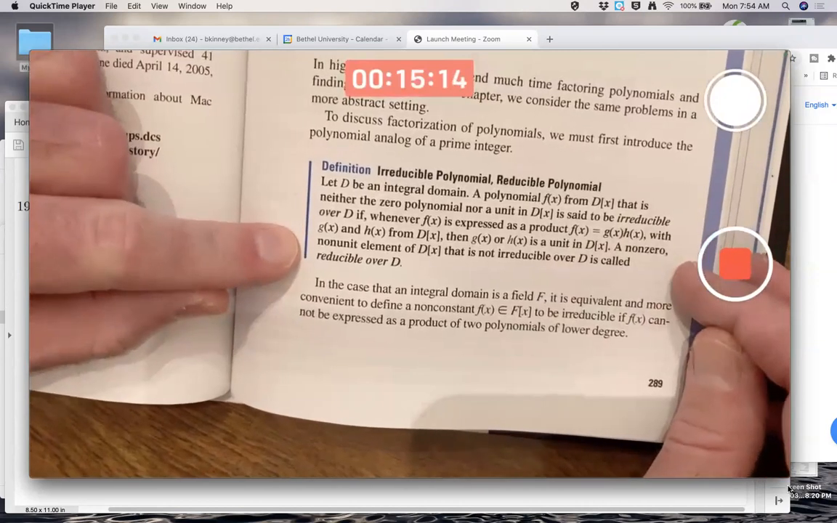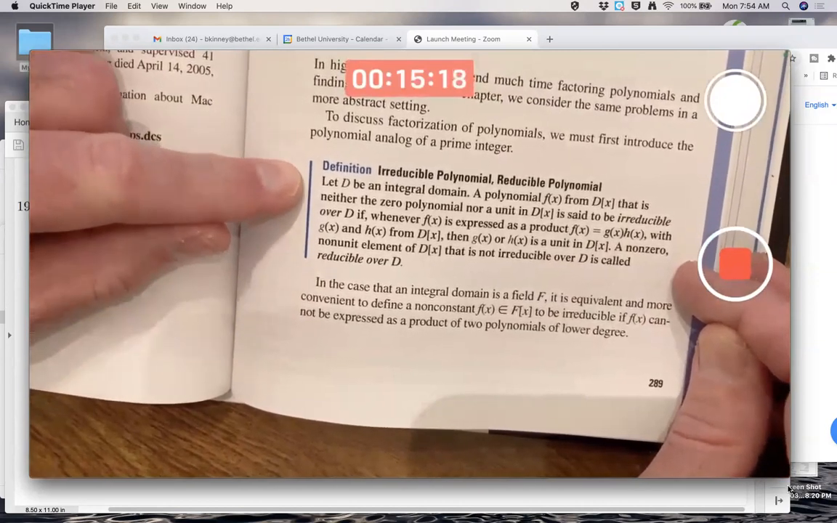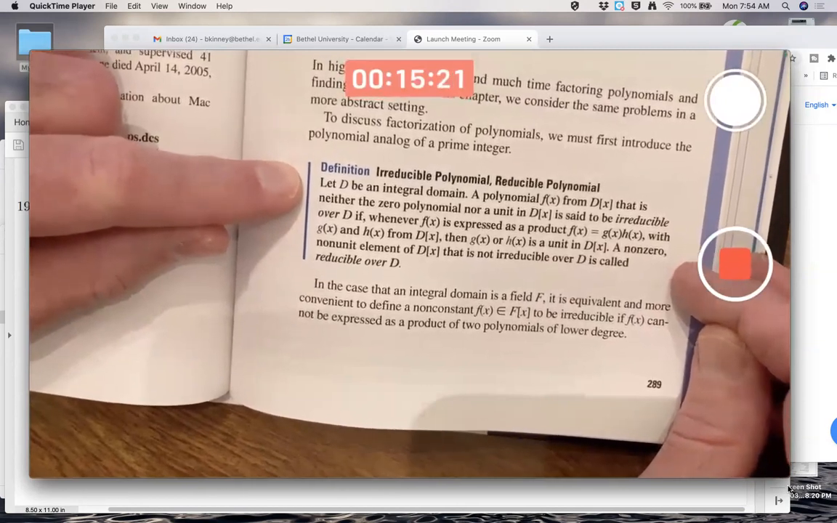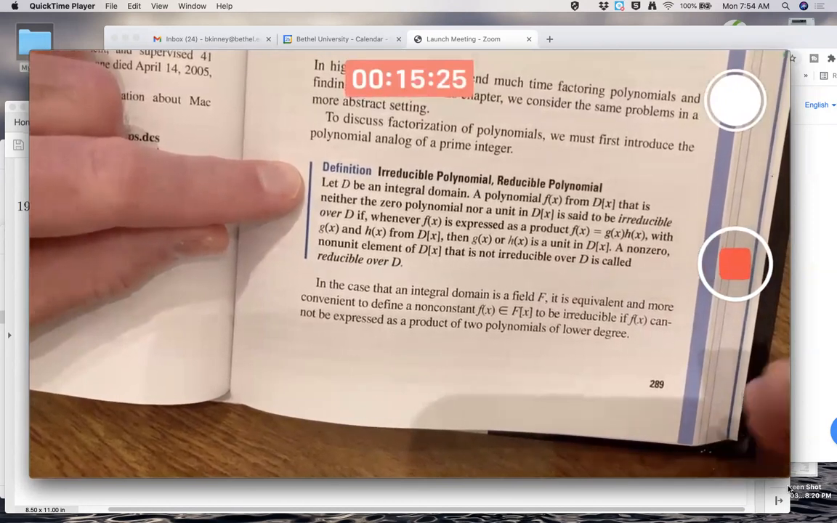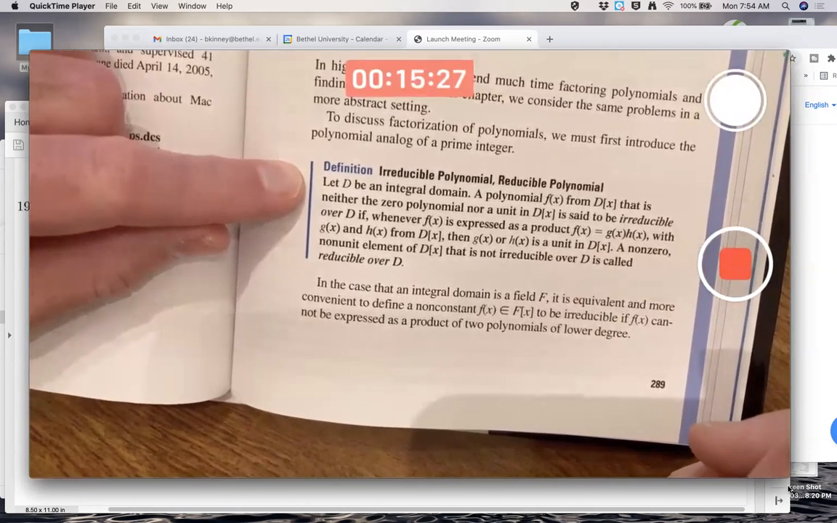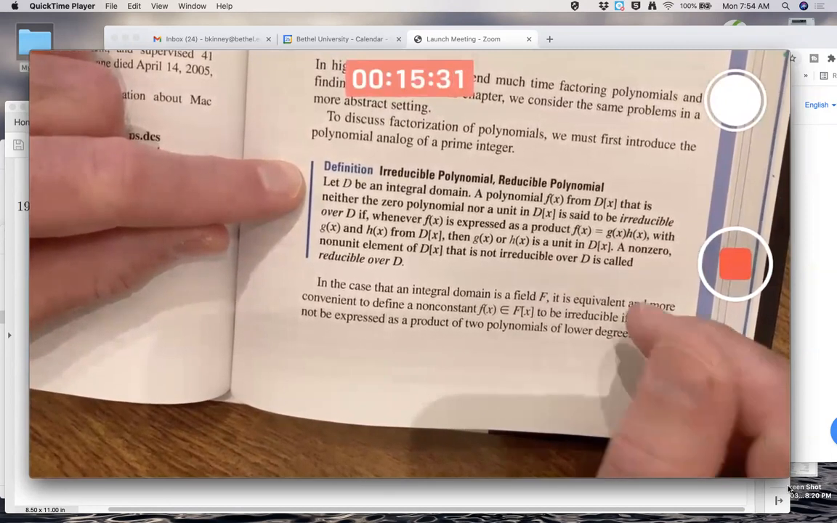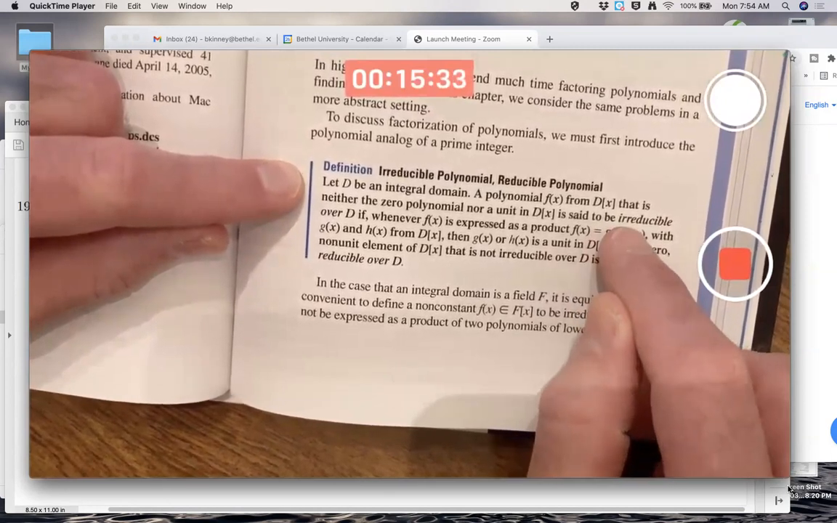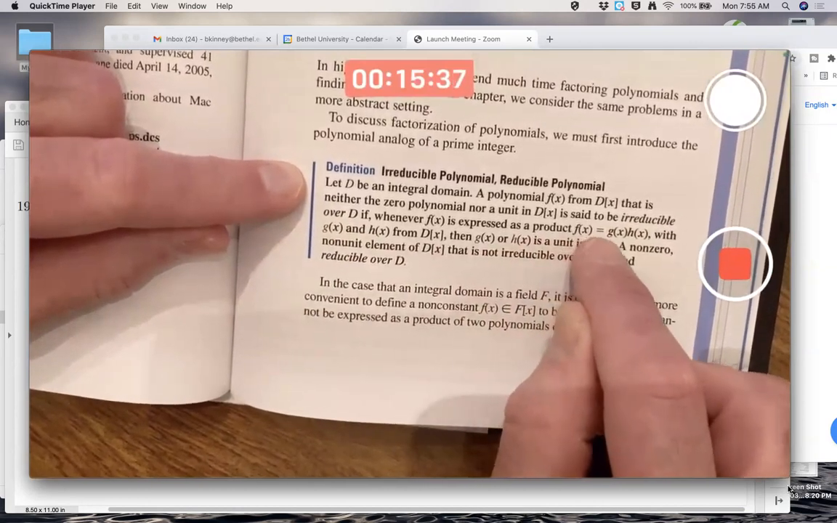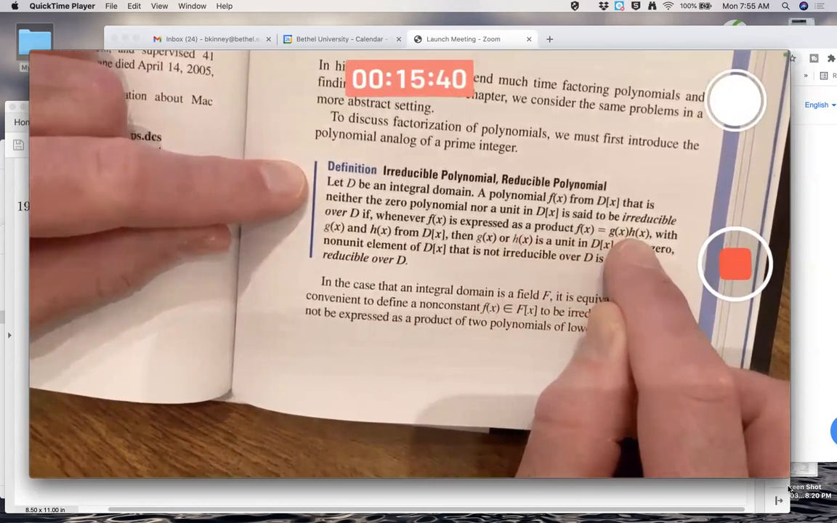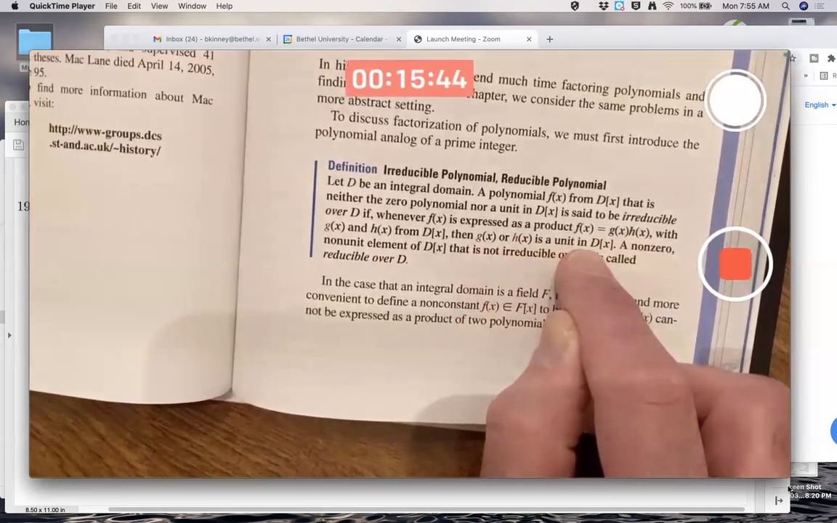The original definition of irreducibility and reducibility is when your coefficients come from an integral domain that's not necessarily a field. Your prototypical integral domain to think about here would be D equals Z, the integers. We say f is irreducible over D if whenever you express it as a product, f of x equals g of x times h of x, then either g or h is a unit in D.